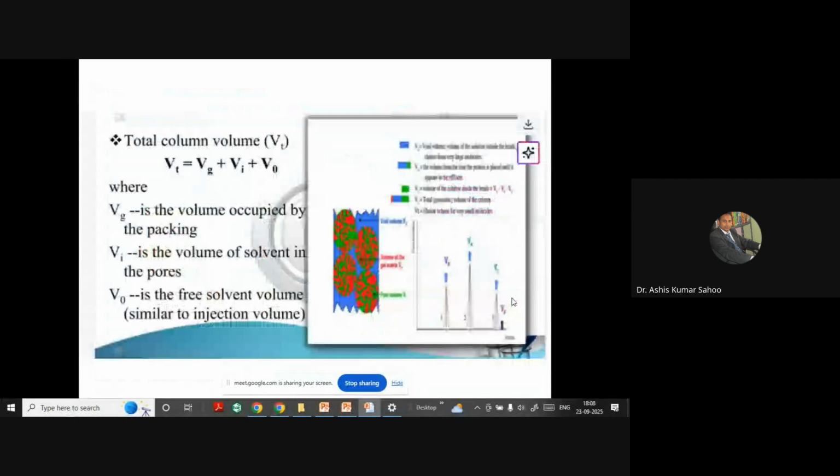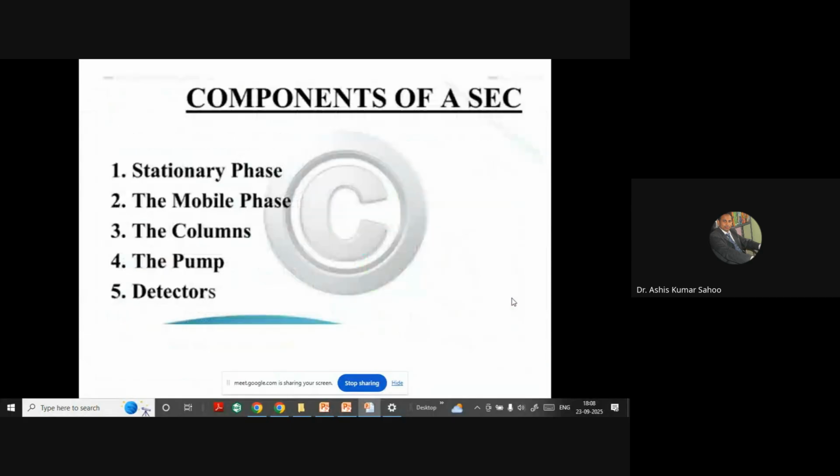So listen, these are the principles where we take different volumes of solvent. Vt is the total volume occupied by the packing in the column. Vi is the volume of solvent in the pores. Vo is the free volume of solvent. So these are the different components present in size exclusion: first is the stationary phase, the mobile phase, the columns, etc.